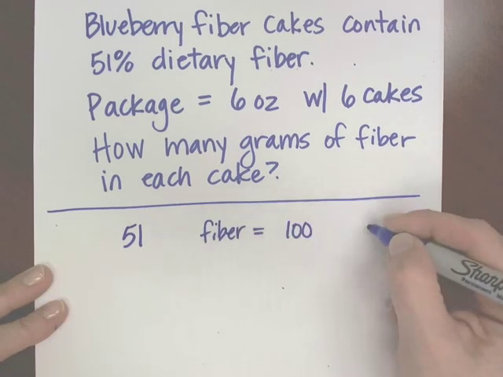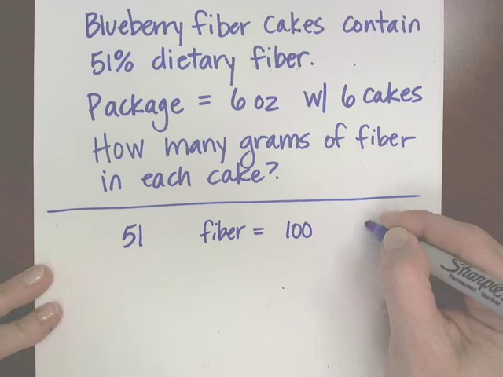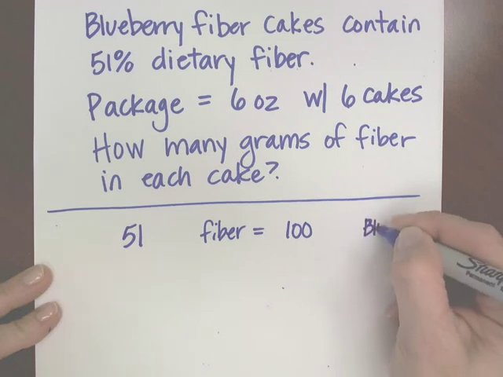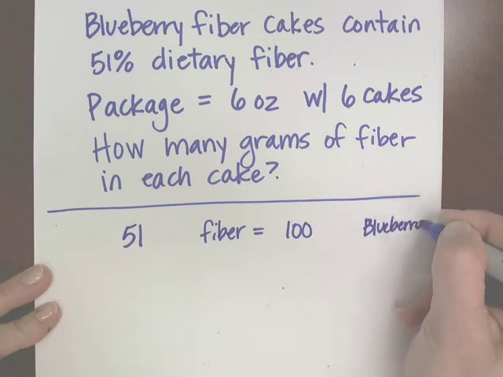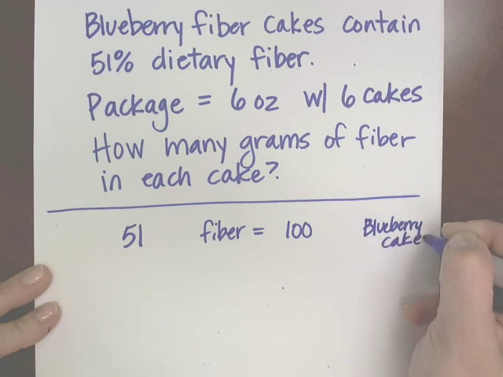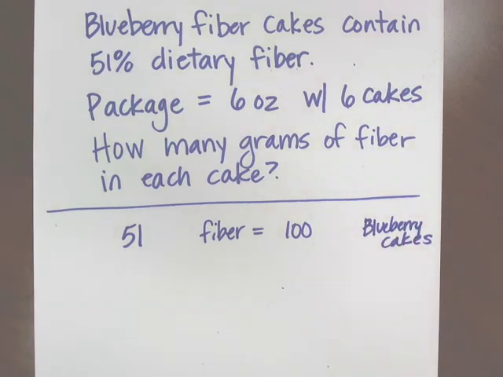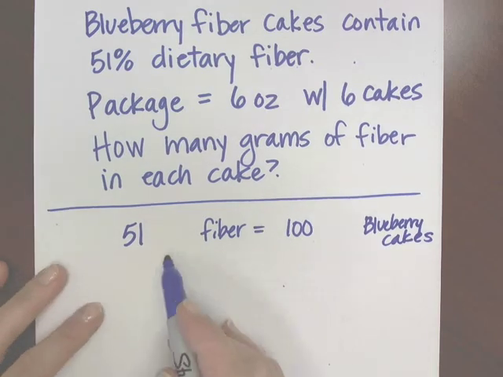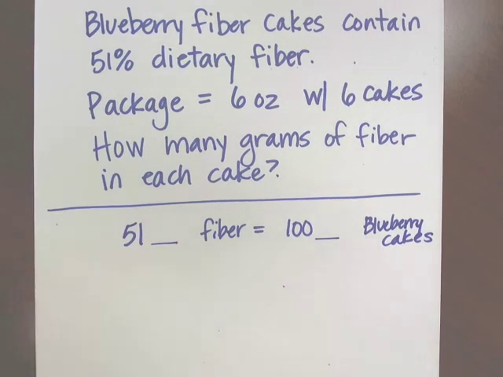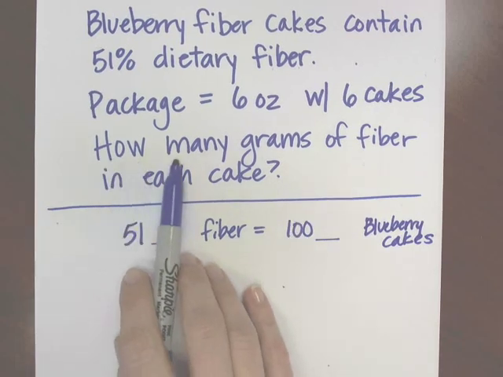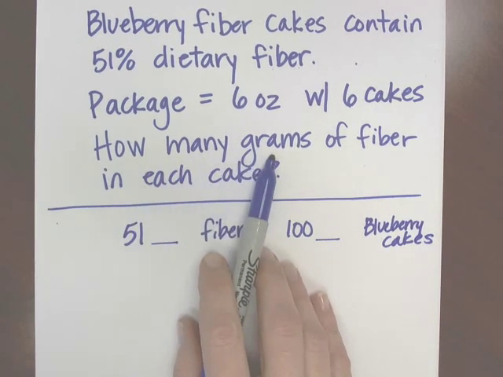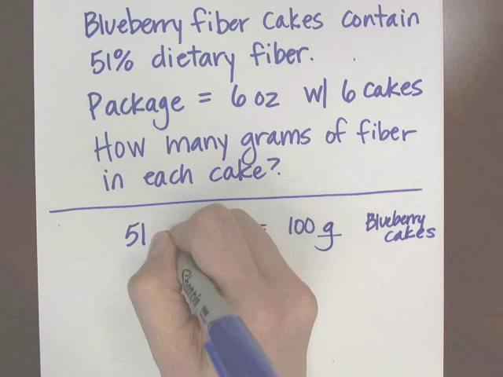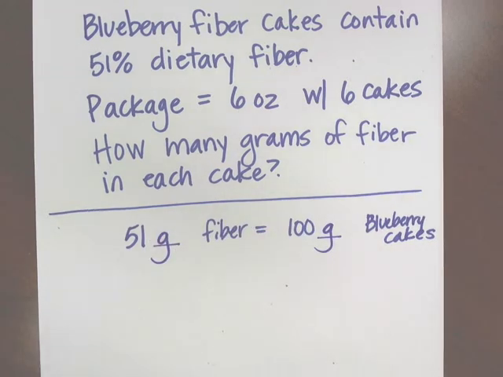So what's the whole thing? The whole thing is blueberry cakes. I guess these might be muffins or something. Okay, so what does that mean? We need to use a unit. Again, we can be creative here. What unit makes sense? I can see that I'm going to be working with grams at some point, so I'm just going to go ahead and use grams.